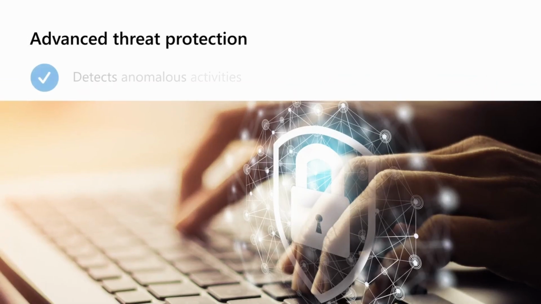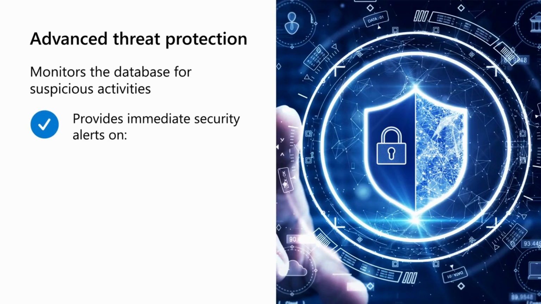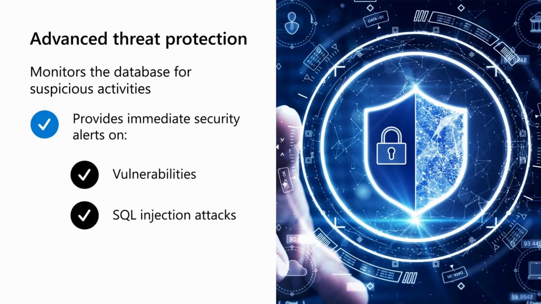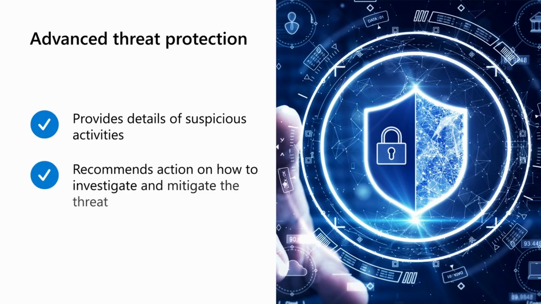The third is advanced threat protection. It detects anomalous activities indicating unusual and potentially harmful attempts to access or exploit your database. Advanced threat protection monitors your database for suspicious activities and provides immediate security alerts on potential vulnerabilities, SQL injection attacks, and anomalous database access patterns. Advanced threat protection alerts provide details of suspicious activity and recommend action on how to investigate and mitigate the threat.